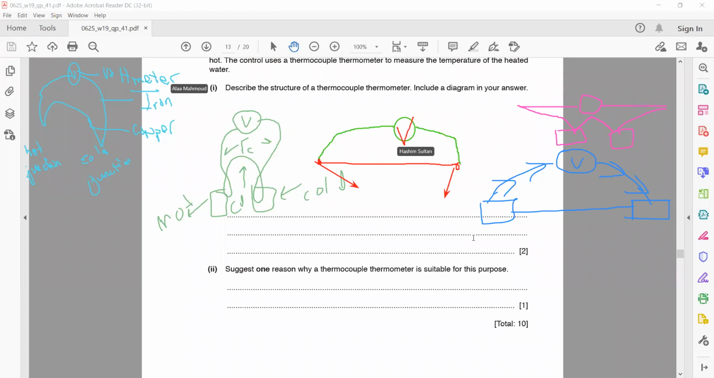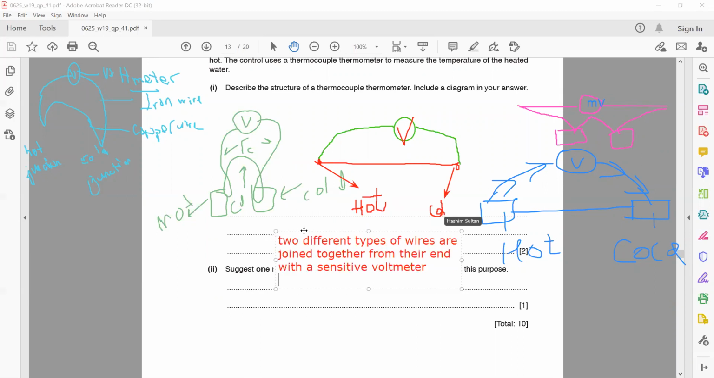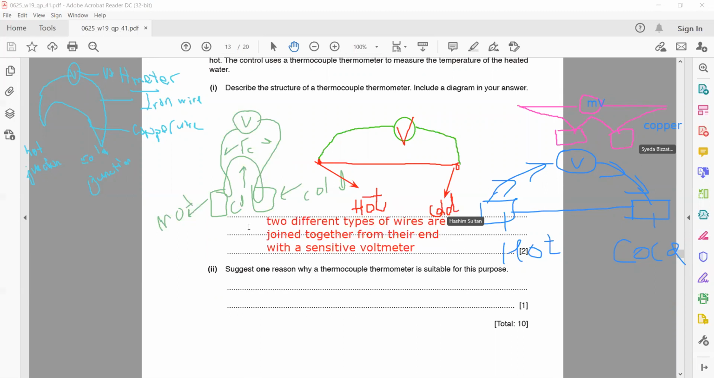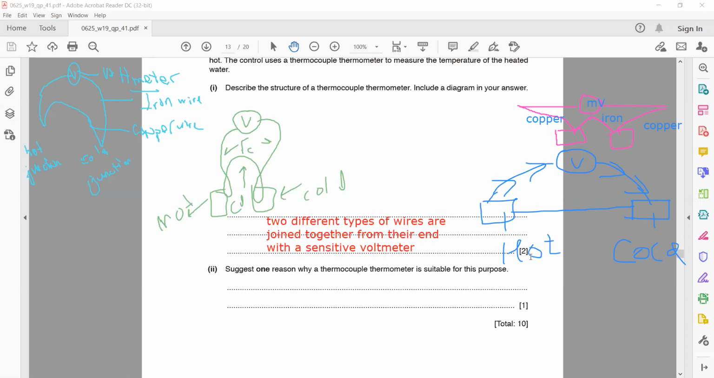Yes, that's right, and then suggest copper and iron here. Then suggest one reason why the thermocouple is suitable for this purpose. Basically the advantage of the thermocouple. You don't have to draw these arrows or show the direction of movement of the particles. So it is responsive. In a short time it can record a temperature change.